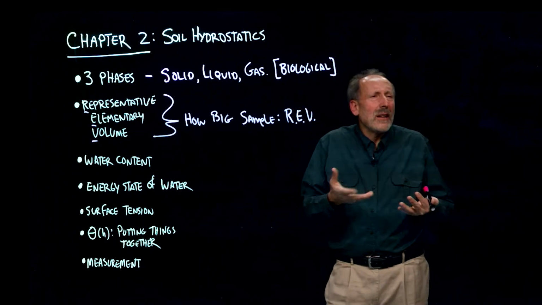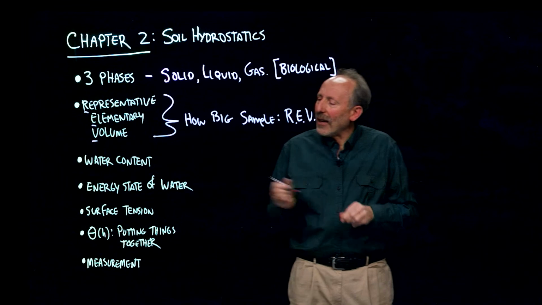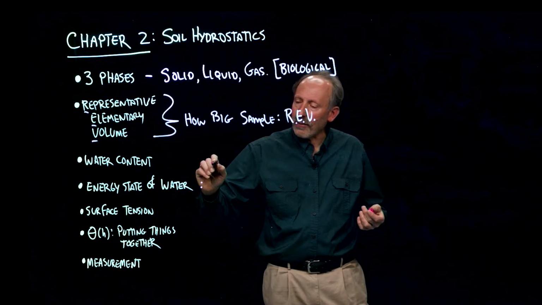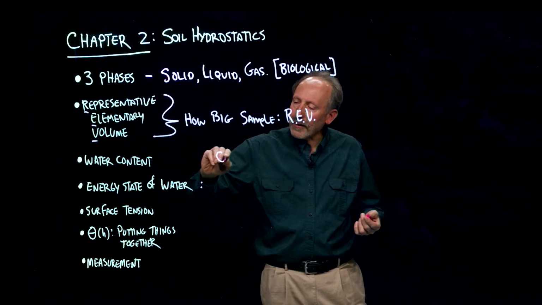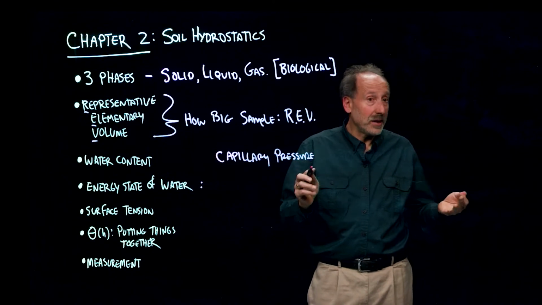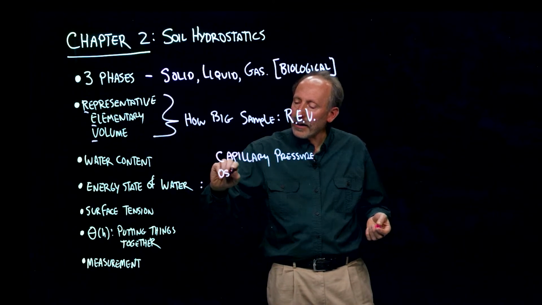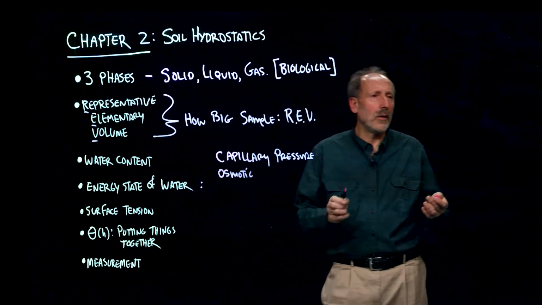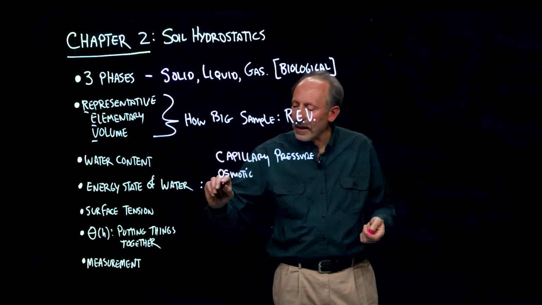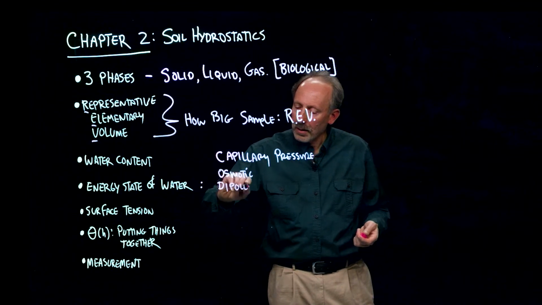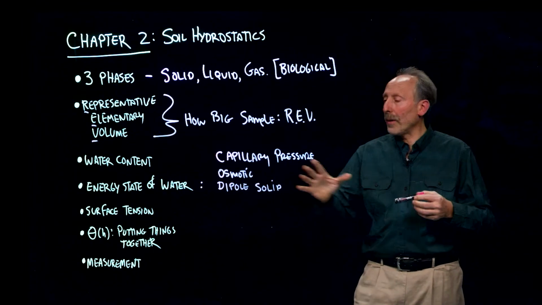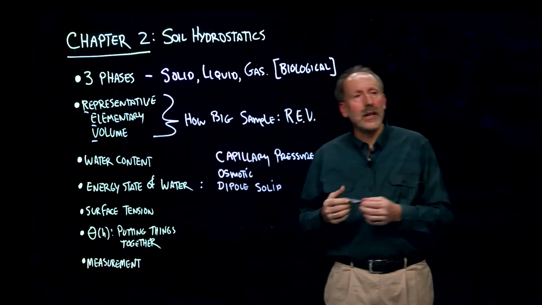Now we have to understand the physics of it. What's going on here? The energy state of water is really a big issue, and we have lots of contributors to the energy state of water. We have, of course, the capillary pressure, which is going to largely come from surface tension. Then we also have the osmotic component of the energy, which is the dissolution of solutes into the water. We can also have the dipole interaction with the solid. The water is a dipole, the solid is a dipole, so we have a dipole interaction, and other interaction energies.